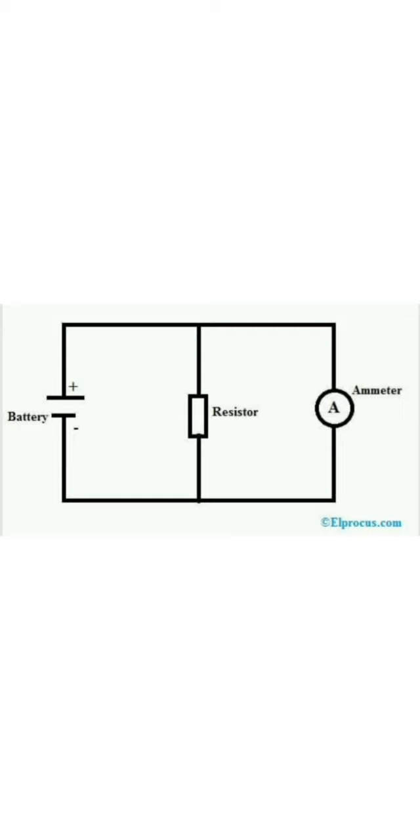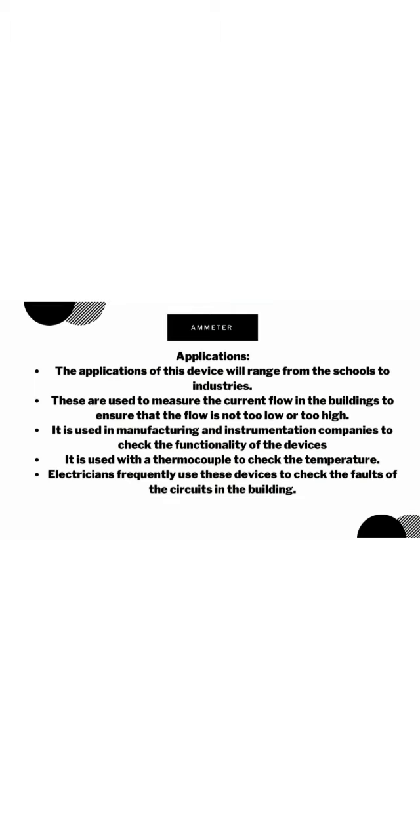Now, their applications. The applications of the ammeter include various uses across schools, industry, and various other fields. The first application ranges from school to industries, where these are used to measure the current flow in a building to ensure that the flow is not too low or too high. It is also used in manufacturing and instrumentation companies to check the functionality of devices, and it is also used with a thermocouple to check the temperature. Electricians also frequently use this device to check for faults in circuits and in buildings.